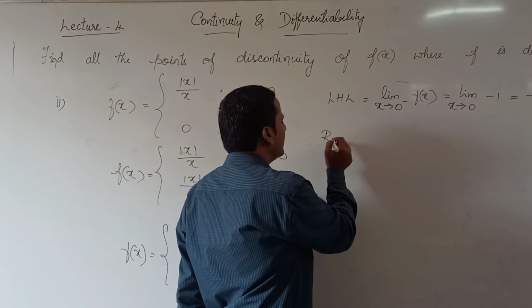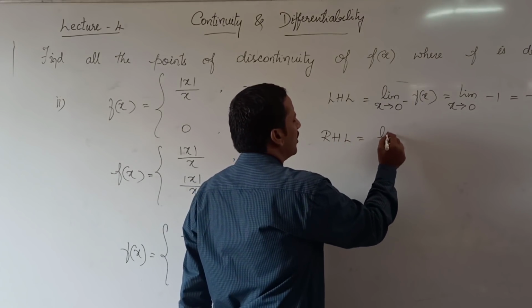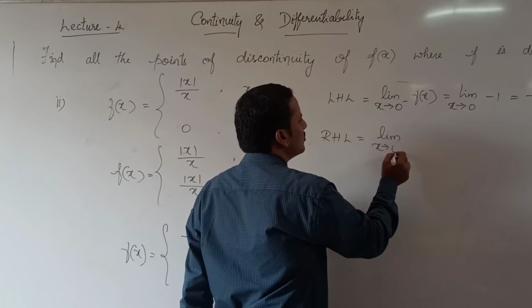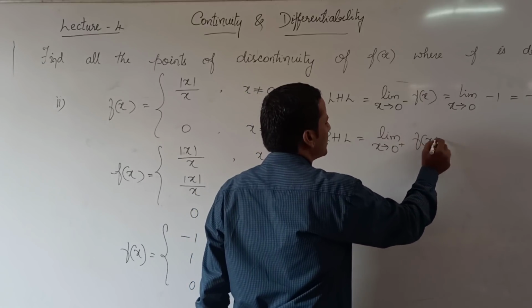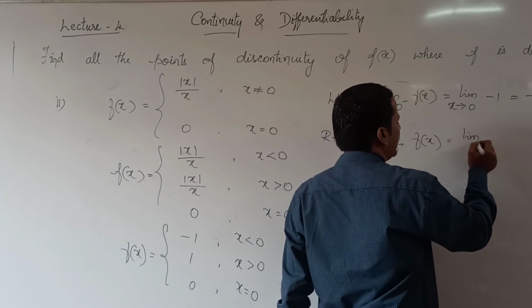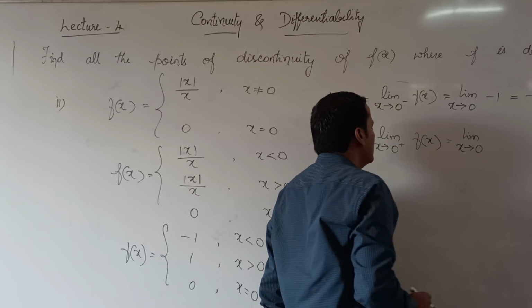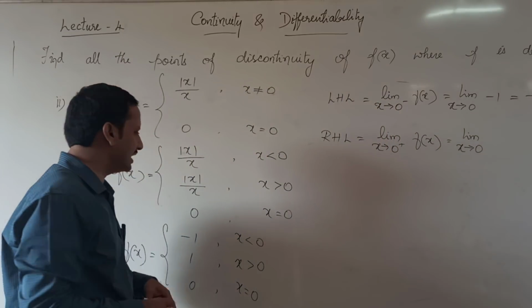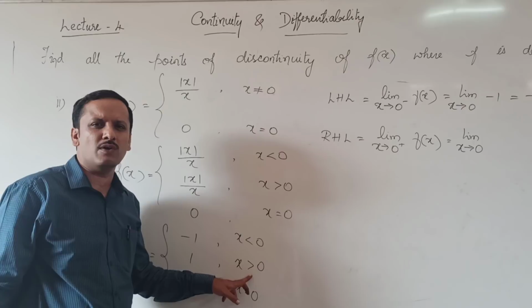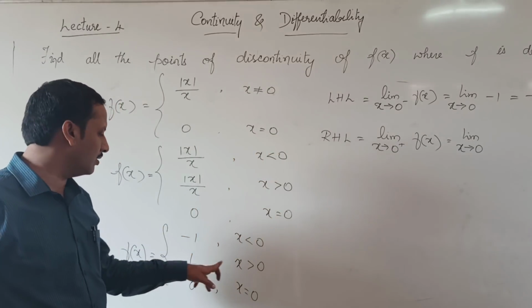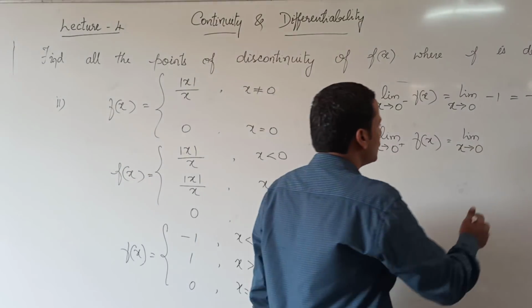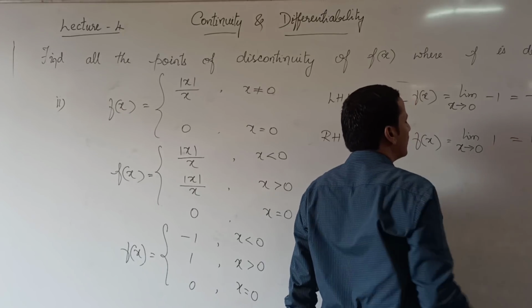Then right hand limit, that's equal to limit x tends to 0 plus f of x. X is approaching 0 from right side, that means x is greater than 0. Whenever x is greater than 0, the function f of x is defined as 1. So, this is equal to 1.